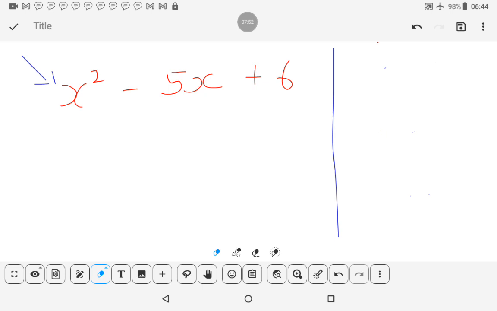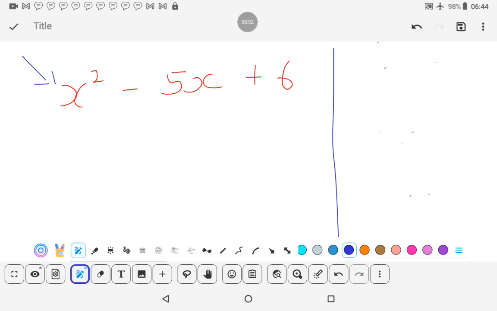So what do you do now that you have known the coefficient of x squared? What do you do with it? You are going to multiply the coefficient of x squared with the constant term. What is the constant term here? The constant term here is 6, because 6 doesn't have x. It is only 6, so that is why it is called constant. So you're going to multiply the coefficient of x squared with 6.